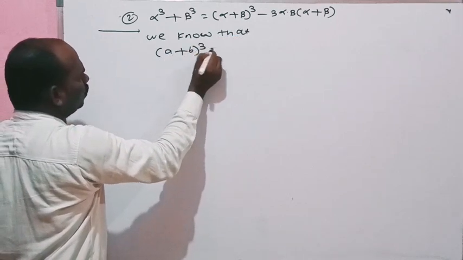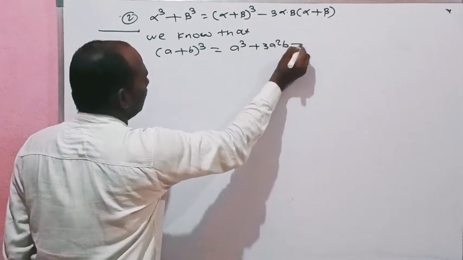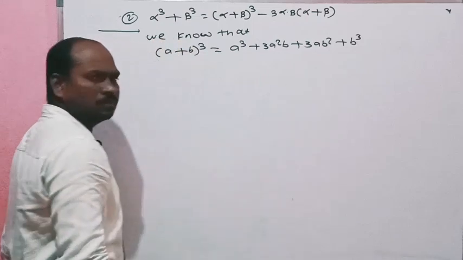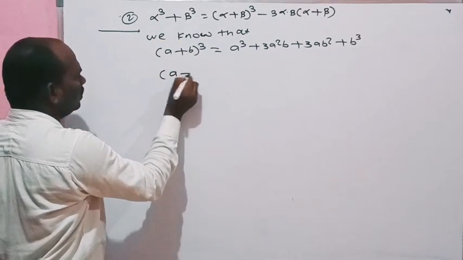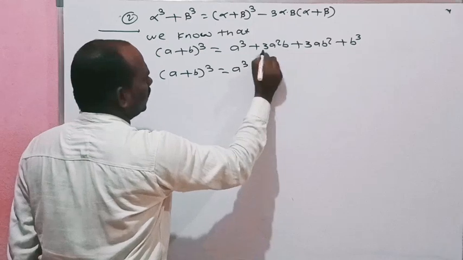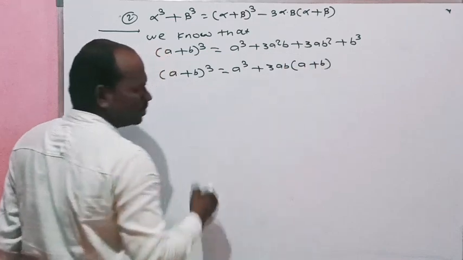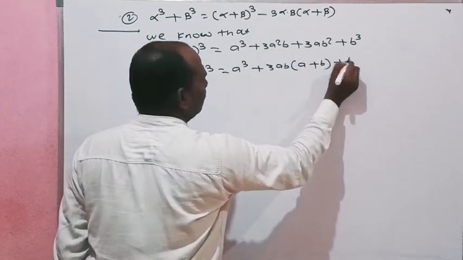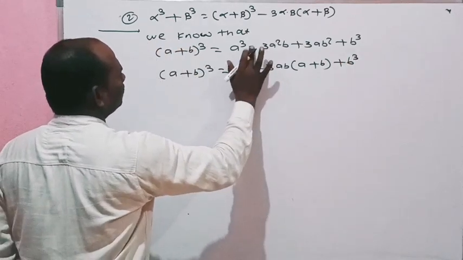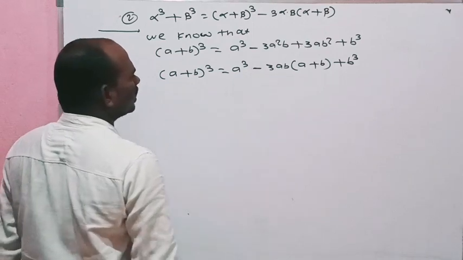a plus b its cube is equal to a cube plus 3a square b plus 3ab square plus b cube. Now a plus b its cube is equal to a cube plus, we can take 3ab common. Now this position a, this position b. Now the answer will be b cube. Now we can minus and we can see the concept minus.